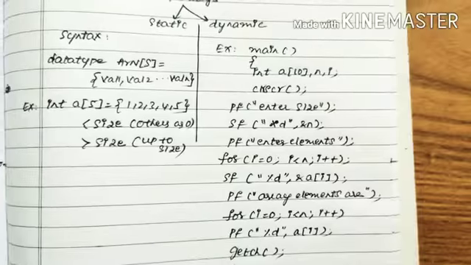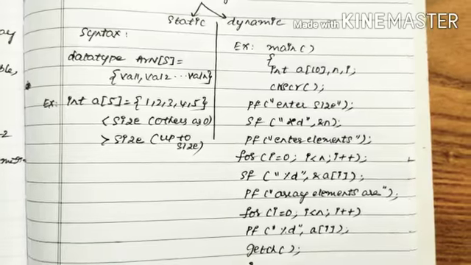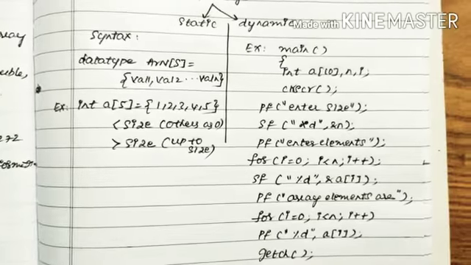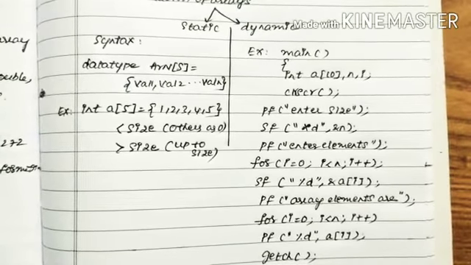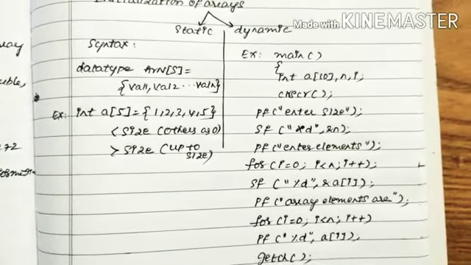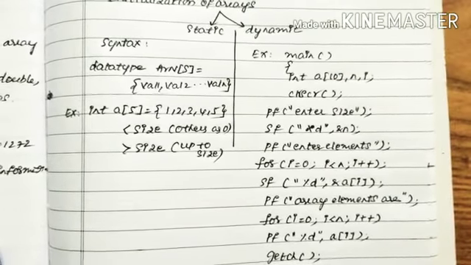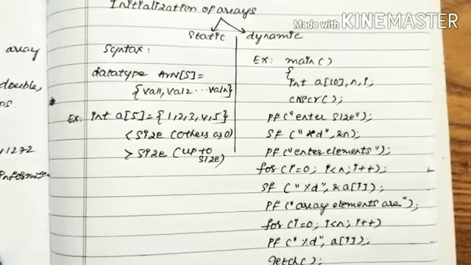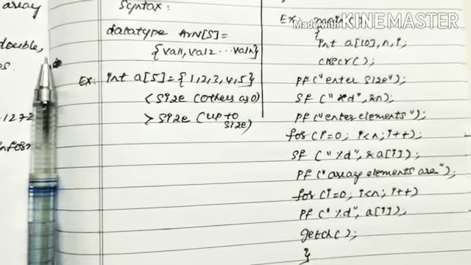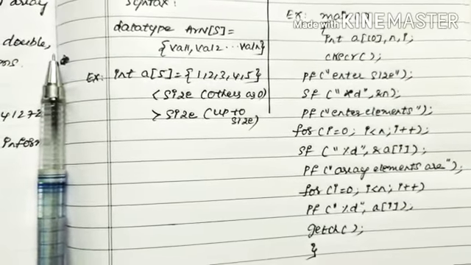Now, array initialization is of two types: static initialization and dynamic initialization. In static initialization, we directly assign the values we need to the indices. The syntax is data type, space, array name, and in the brackets we specify the size of the array, and then we directly assign the values we want, like 1, 2, 3, 4, 5, to an array of size 5. For example, int a[5] = {1, 2, 3, 4, 5}.